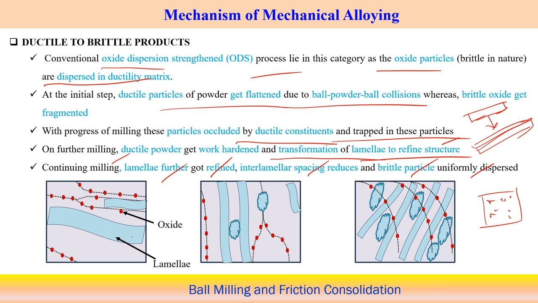Here you can see the lamellar structure is formed. The oxide particles are marked in red here. The lamellar structure is elongated with the further application of loads, and the oxide particles become finer and finer. Finally, at the end stage, the ductile part is laminated and the oxide particles are reinforced throughout the structure. This way, ductile to brittle creates this kind of structure mentioned in this figure.